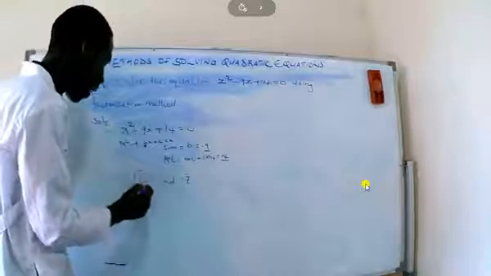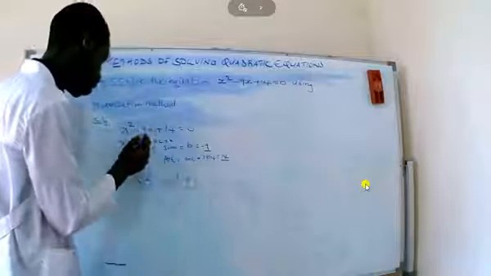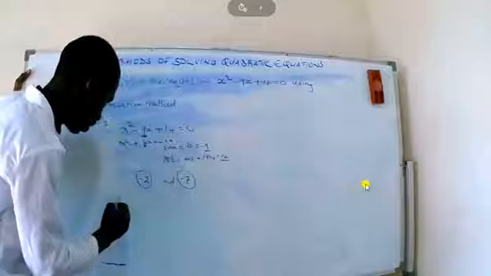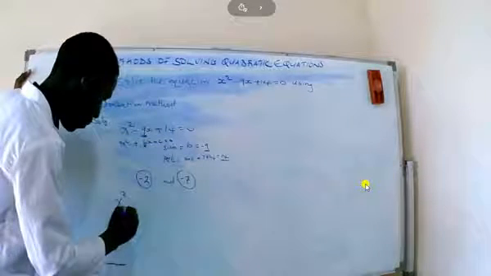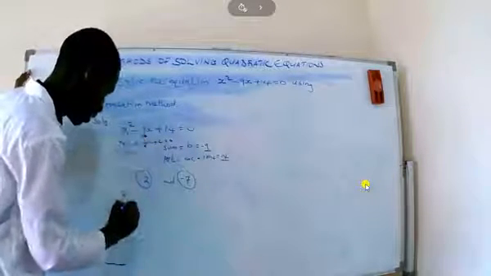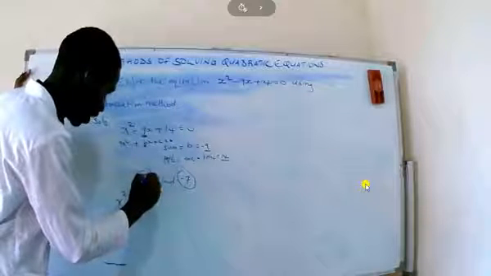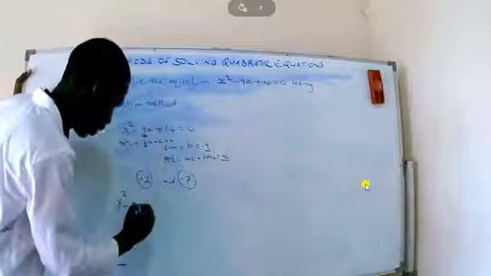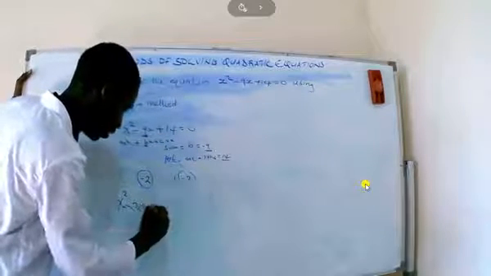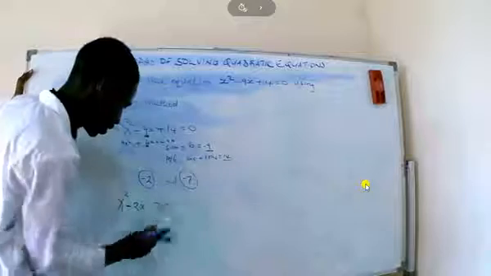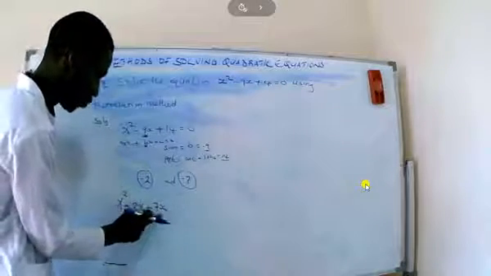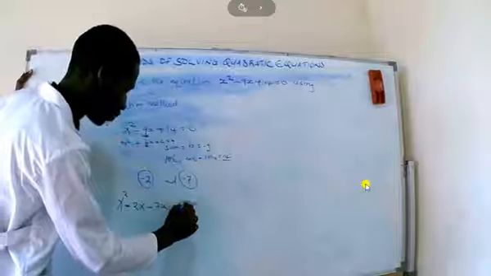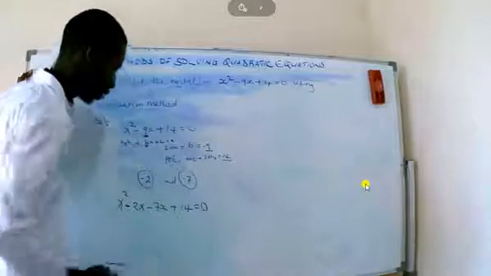When you multiply, you get positive 14, and when you add them up, you get negative 9. So these two numbers will replace the b, which is negative 9 in this case. So our equation is going to be x squared minus 2x, of course we are multiplying by x, then minus 7x, still multiplying by x, so that negative 2 and negative 7 give negative 9x. Then plus 14 should be equal to 0.